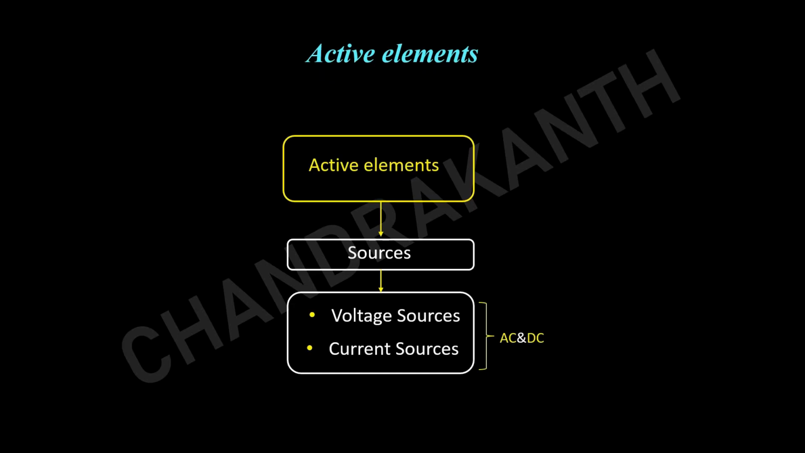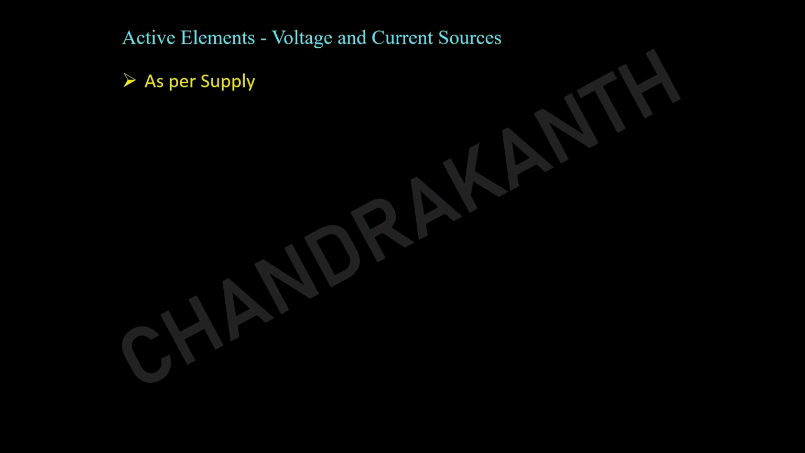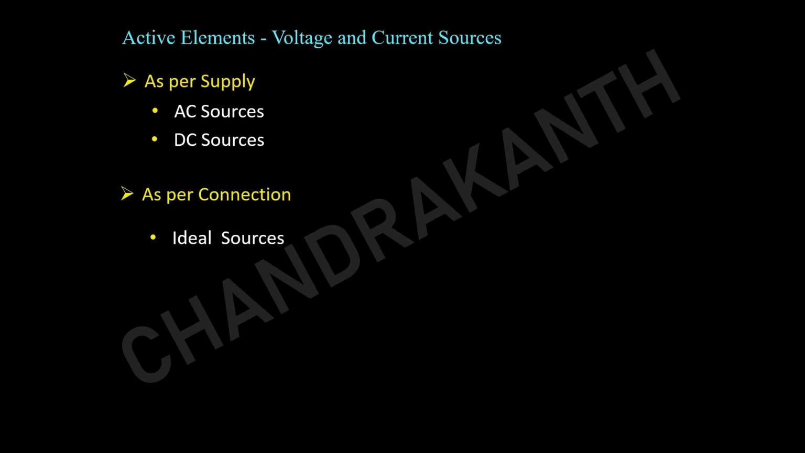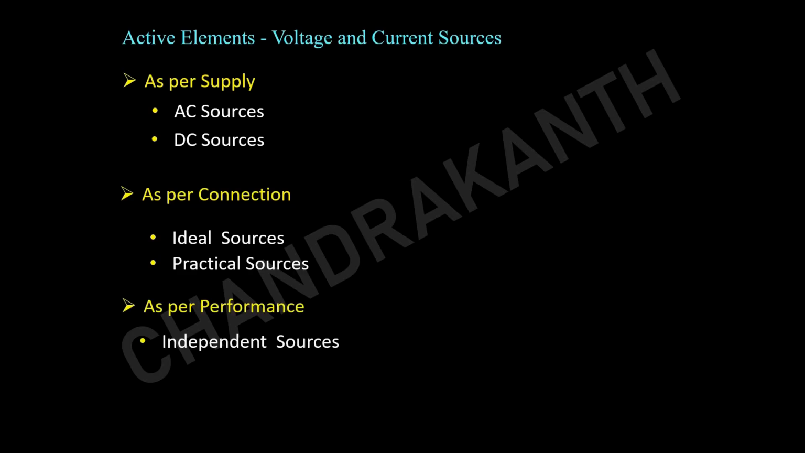That means we have an AC voltage source and an AC current source. Similarly, we have a DC voltage source and a DC current source. As per the supply, the sources can be classified as AC sources and DC sources. As per the connection, these can be classified as ideal sources and practical sources. As per the performance, these sources can be classified as independent sources and dependent sources.